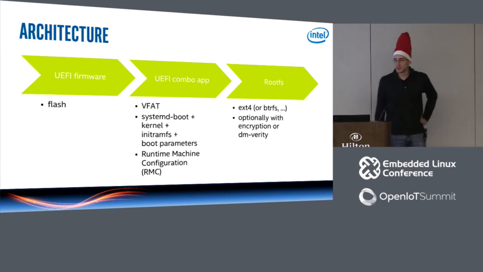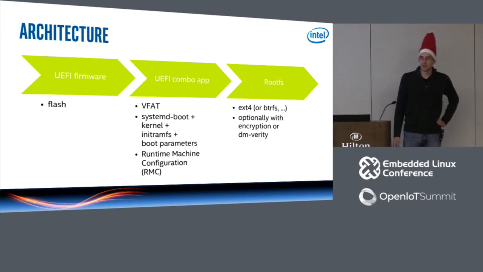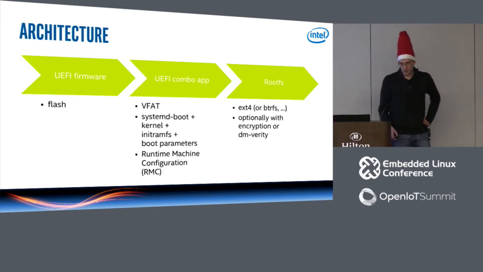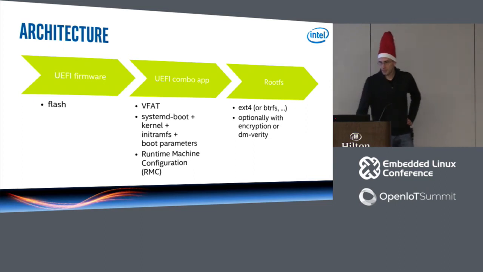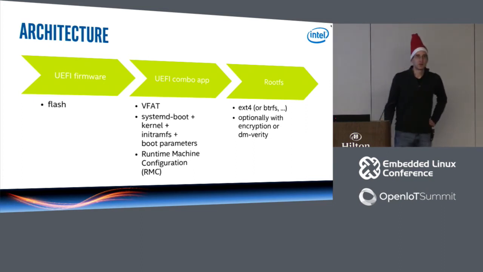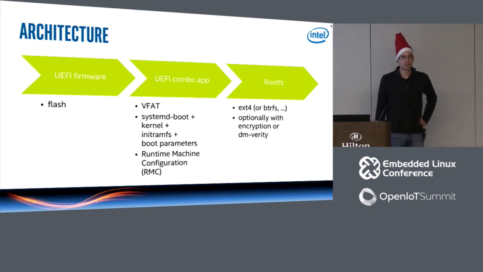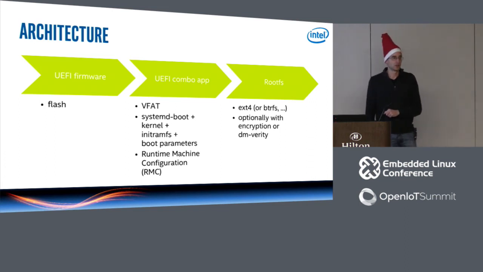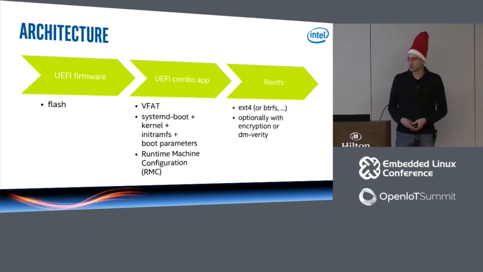Something that was added recently is support for the runtime machine configuration feature. That's a meta-intel feature in the Yocto world, where we can have some kind of fingerprinting for different PCs or for different machines that otherwise behave identically but have, say, different serial consoles, for example. And then even as part of the UEFI combo app, we can identify what specific device we run on and then modify the boot parameters based on that. So we can have a single image that works on different devices with different serial consoles or other differences in the way they need to be booted.